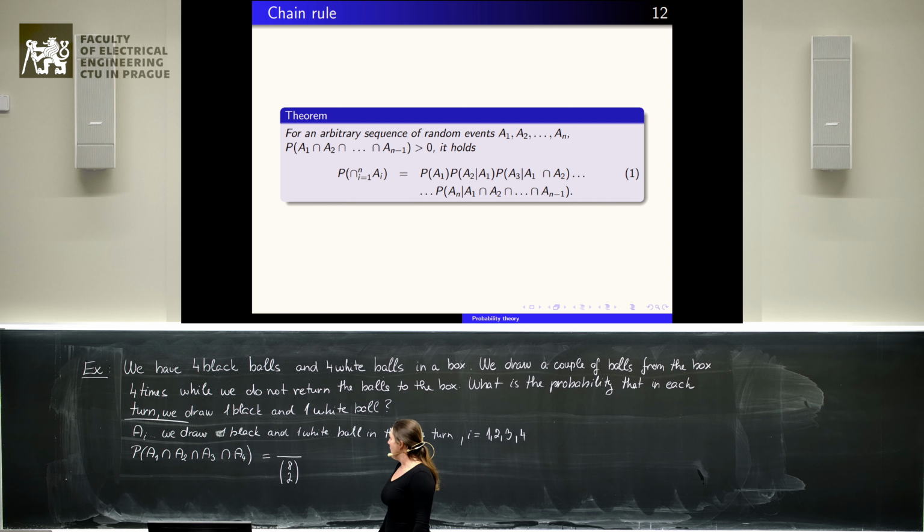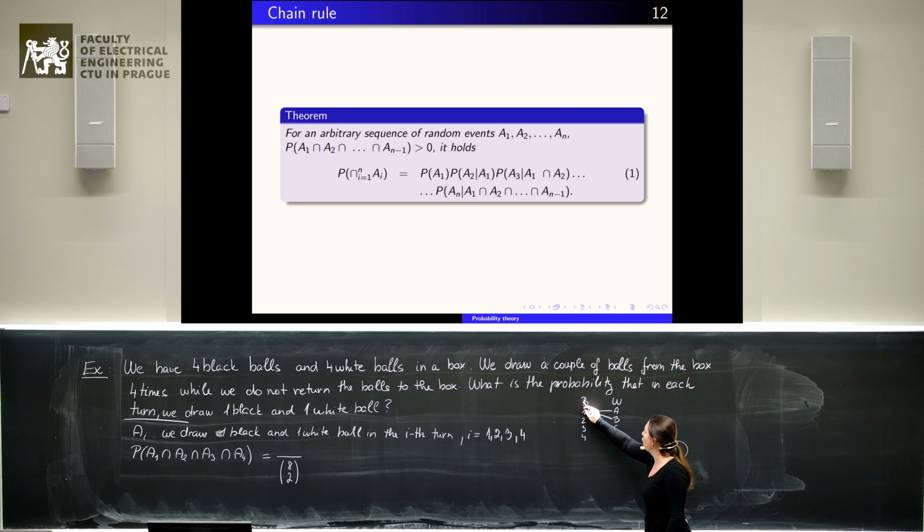The probability that there is one black and one white ball is the number of all combinations of black balls with the white balls. So when we imagine, for example, the black balls to be denoted as 1, 2, 3, 4, and the white balls to be denoted as A, B, C, D, then the number of all combinations means the combination of black ball number 1 with all white balls, the black ball number 2 with all white balls, and so on and so on. So it is 4 times 4 combinations.